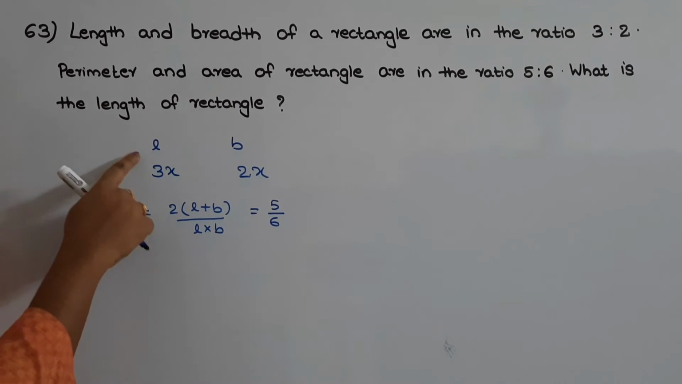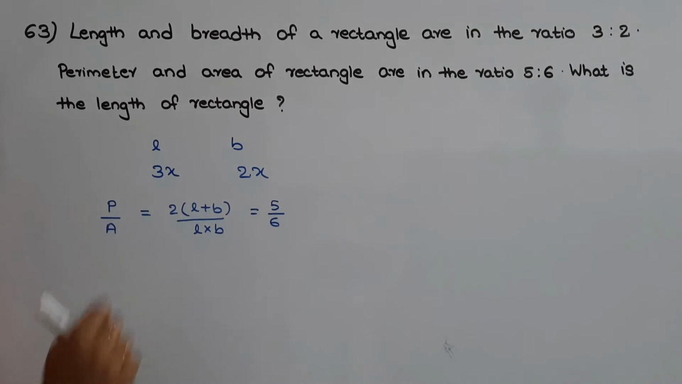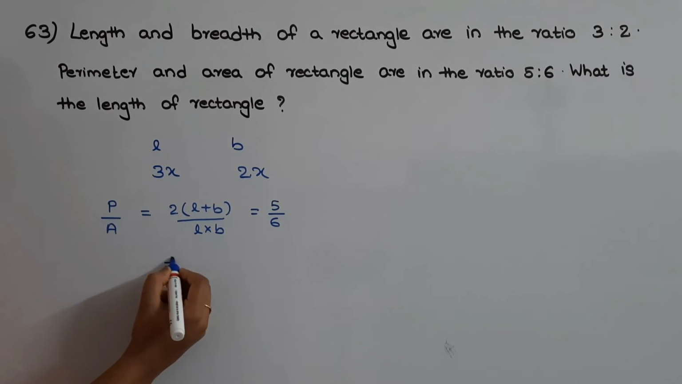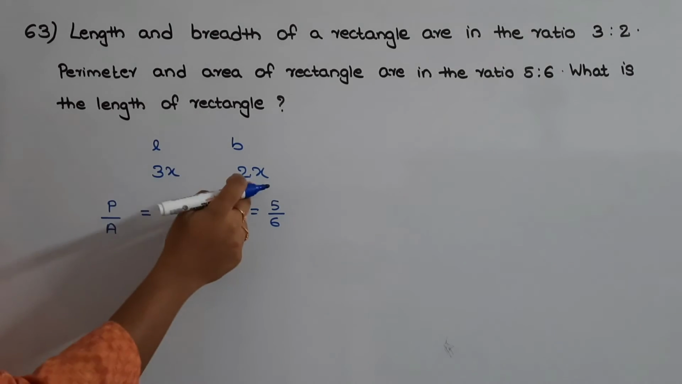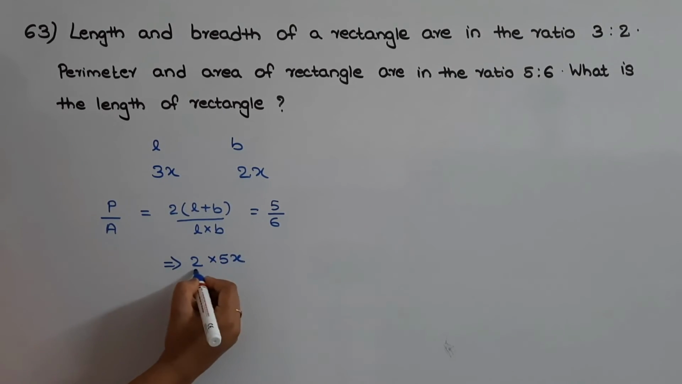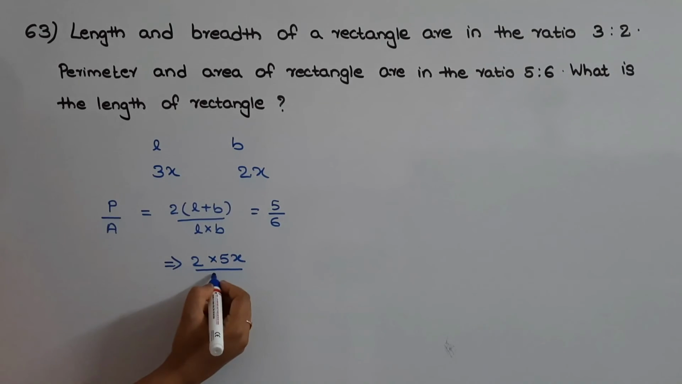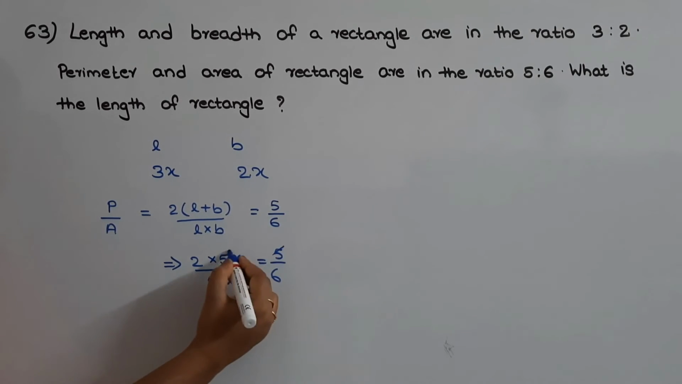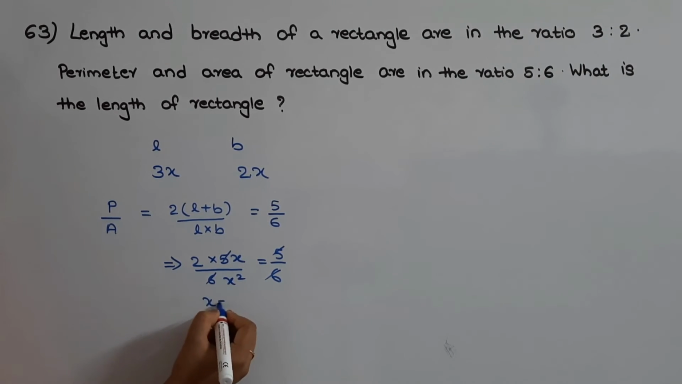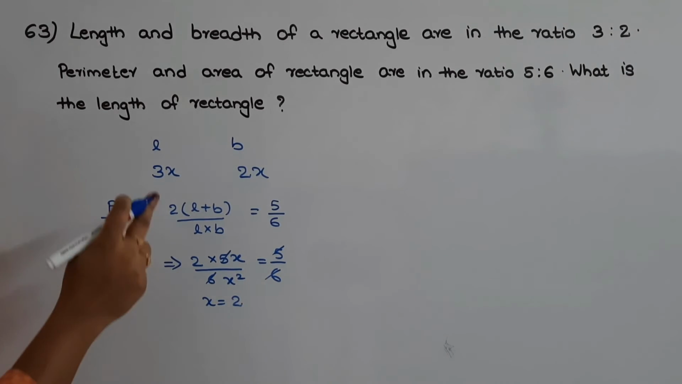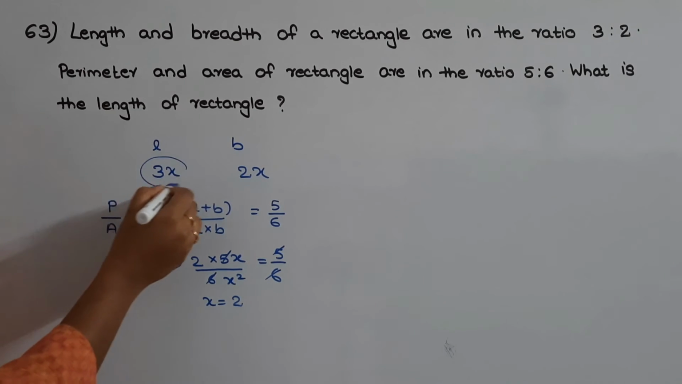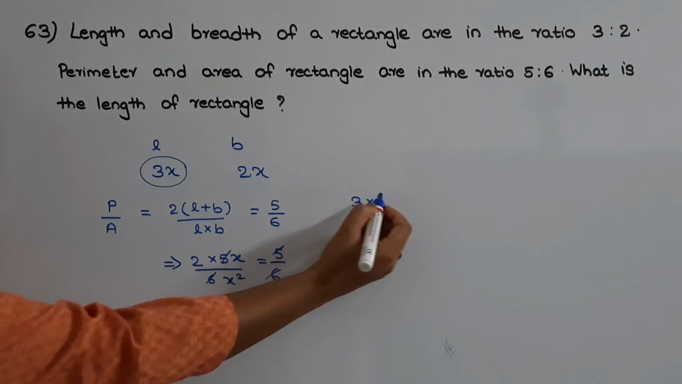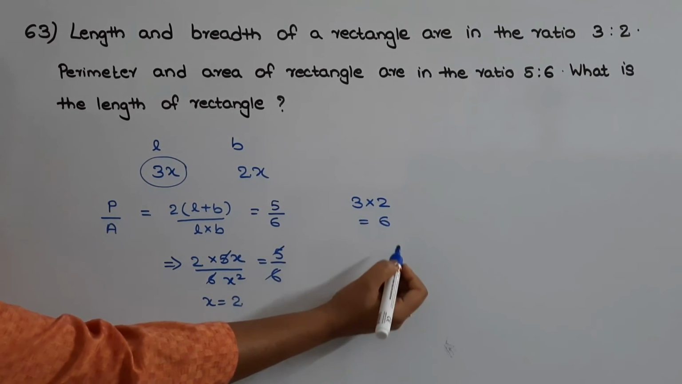Now length we took as 3x and breadth we took as 2x, so let us substitute these values here. We can write this as 2 into (L plus B), which is 3x plus 2x, that is 5x, divided by length into breadth, which is 3x into 2x, that is 6x square. So this can be equated to 5/6. On simplifying this, we will get the value of x as 2. We need to find out the length of the rectangle. Length of the rectangle we took as 3x, so length is 3 into x. x is 2, so the length of the rectangle is 6.